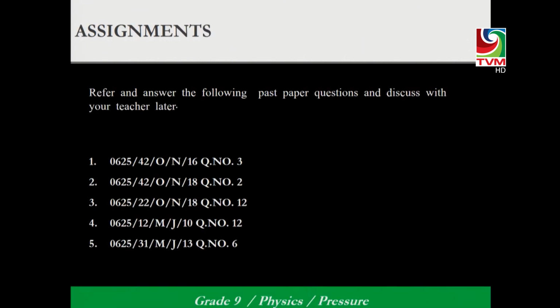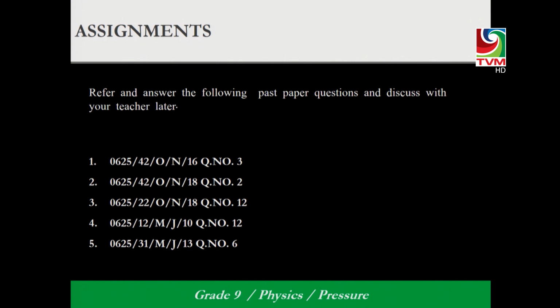These are some assignments I have given from the past papers. Refer and answer the following past paper questions and discuss with your teacher later. All are from the IGCSE syllabus. Question number 1, October, November 2016, paper 4-2, question number 3-1. Second one, October, November 2018, paper 4-2, question number 2. October, November 2018, paper 2-2, question number 12. Then May, June 2010, paper 1-2, question number 12. May, June 2013, paper 3-1, question number 6.